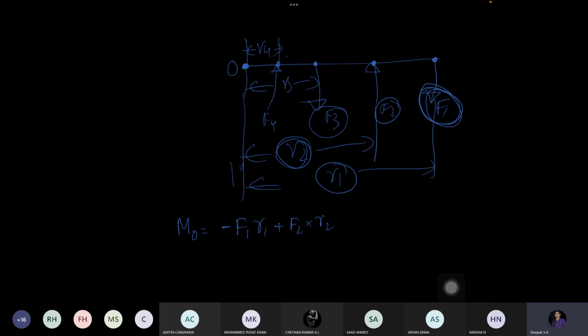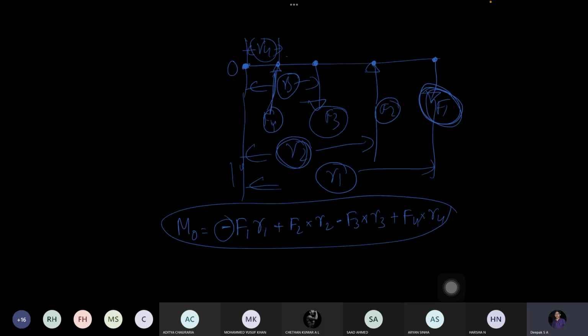Next force. What is the next force? F3. So F3 into what is the perpendicular distance from this point to this point? R3. Whether it is making clockwise or anti-clockwise? Clockwise. Negative. Correct? Similarly, the last force is F4. Whether it is making clockwise or anti-clockwise? Anti-clockwise. So plus. Force is F4 into what is the perpendicular distance? R4. Like this you have to take.